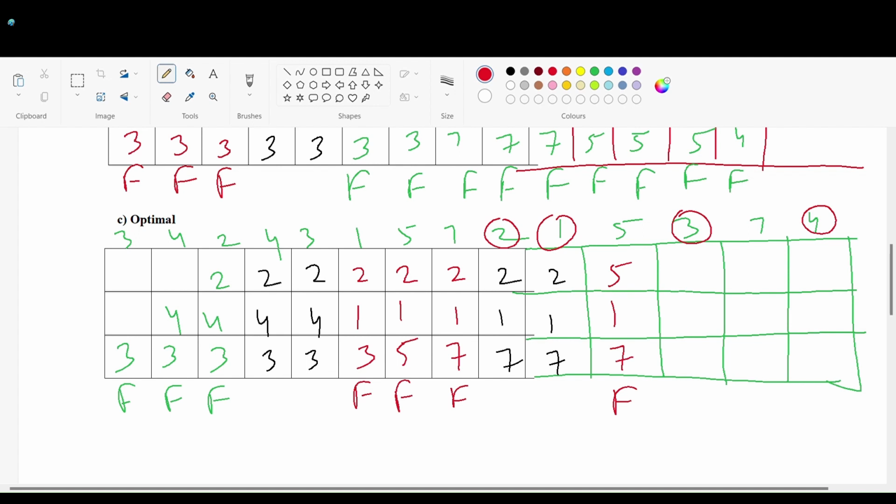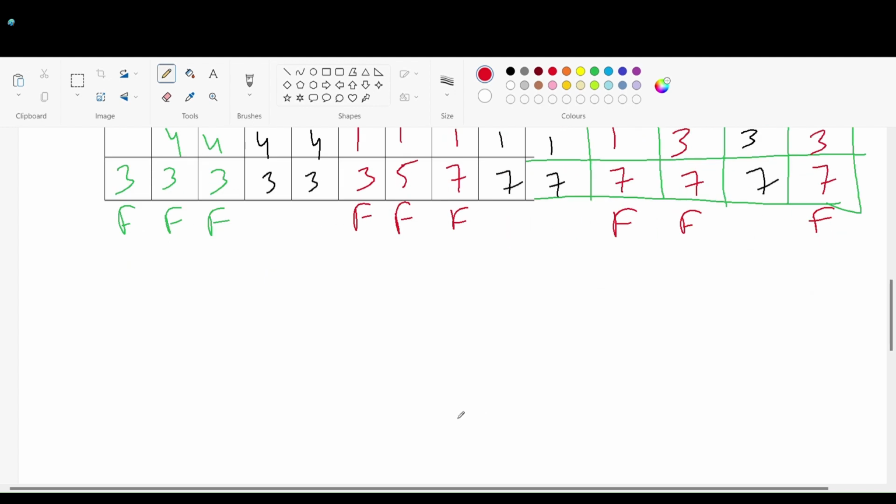Now 3, so which page should be replaced now? Only 7 will be used. Okay, so 1 and 5, you can change any number. So 5, 3, 7. Okay, now this will be a page hit. 5, 3 and 7. Now 4, so which page should be replaced now? Any page, because we don't have any option. So 4, 3 and 7, right?